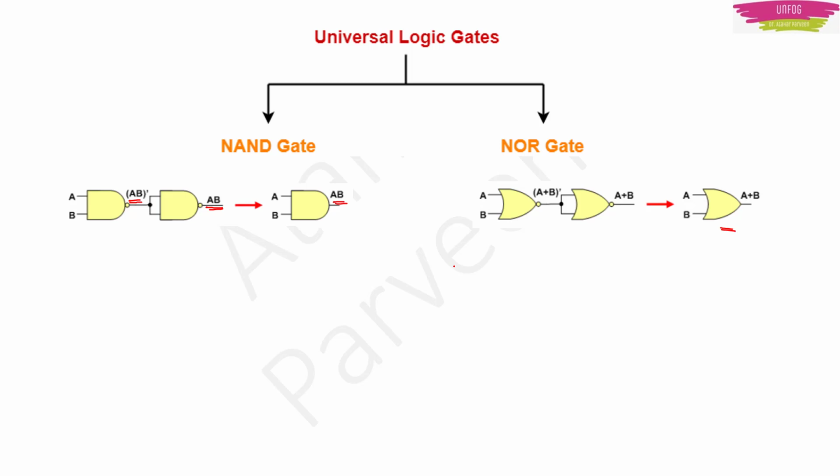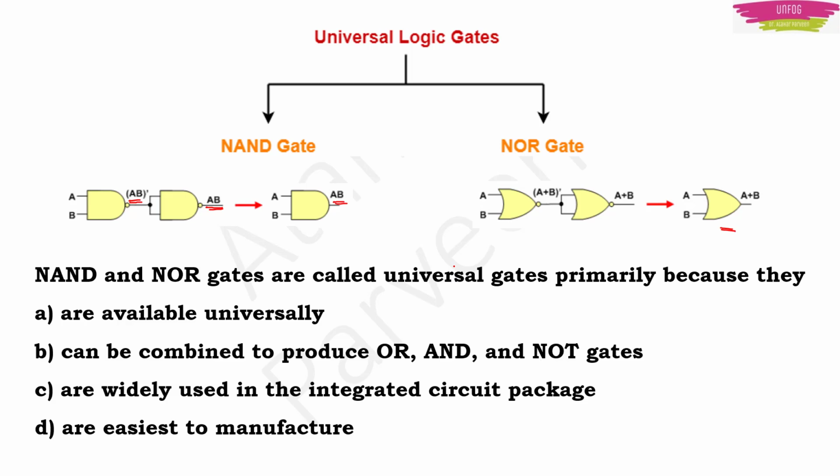So there is a question based on this. NAND and NOR gates are called universal gates primarily because, there are 4 options, they are available universally.